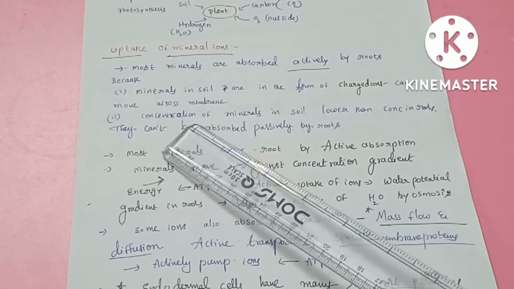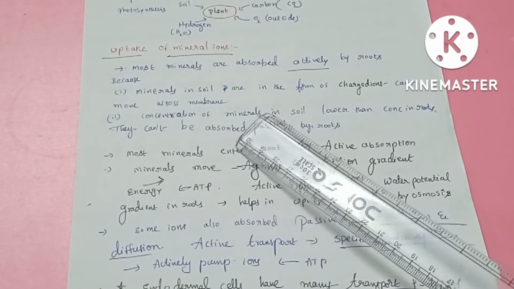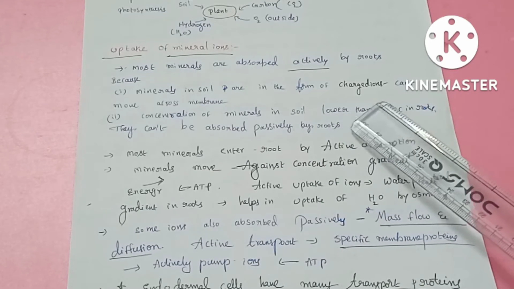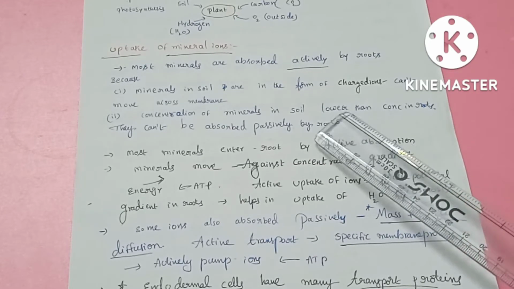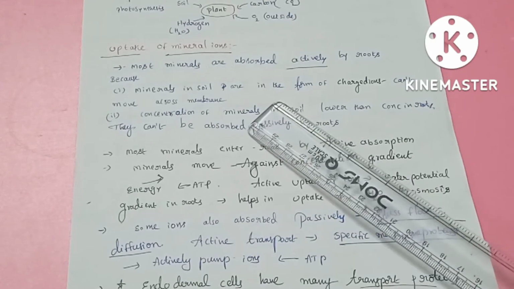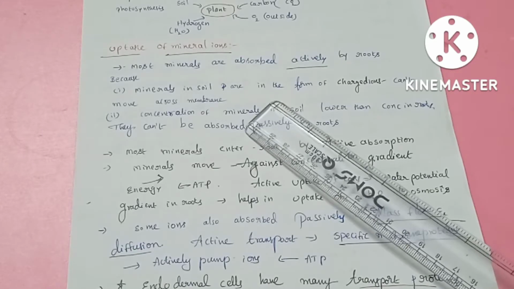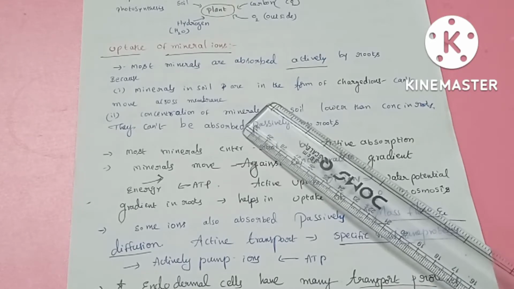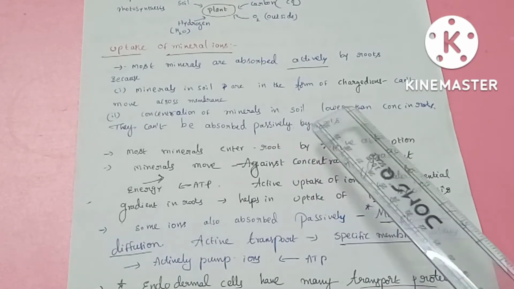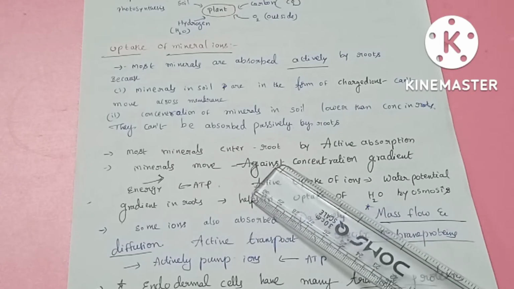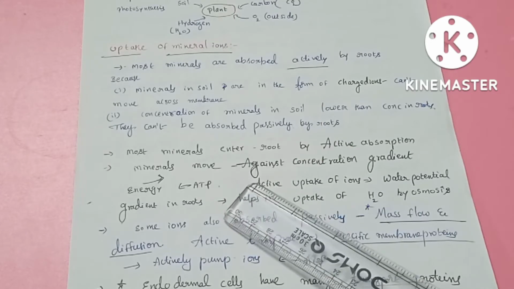Another reason is that the concentration of the minerals in the soil is less when compared to the concentration of the mineral nutrients in the roots. So against the concentration, roots have to take them inside. What does against the concentration mean? In passive absorption, the solutes pass from higher concentration to lower concentration, that is, with the concentration gradient. But in active absorption, as we have studied, the minerals are absorbed against the concentration, from lower concentration to higher concentration. For that they need some energy.